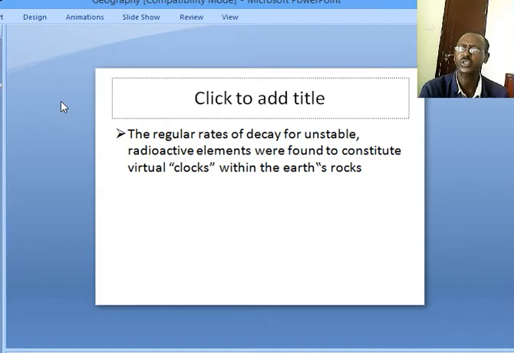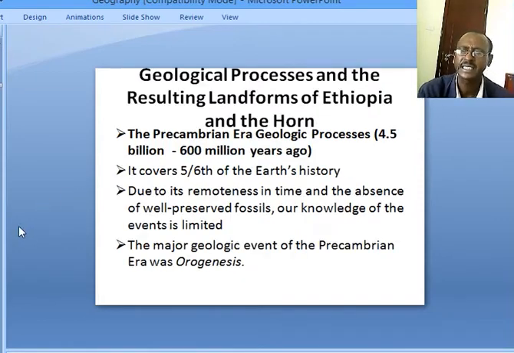The regular rates of decay for unstable radioactive elements were found to constitute virtual clocks within the Earth's rocks. So when we study using these two techniques, we can say that at the end of the day, the regular rates of decay for unstable radioactive elements, which we have found on the crust of the Earth, meaning on the outer surface of the Earth, were found to constitute virtual clocks within the Earth's crust. So geology is studied in such a way.